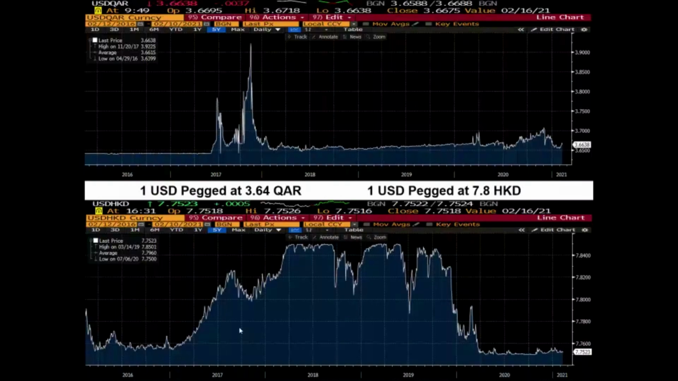Below, you can see another peg. In this case, it's the Hong Kong dollar against the US dollar. Historically, it's pegged at 7.8 Hong Kong dollars to one US dollar. But you can see the fluctuation in this. Typically, it's fluctuated from 7.75 up to 7.84. So there is a certain degree of fluctuation here.